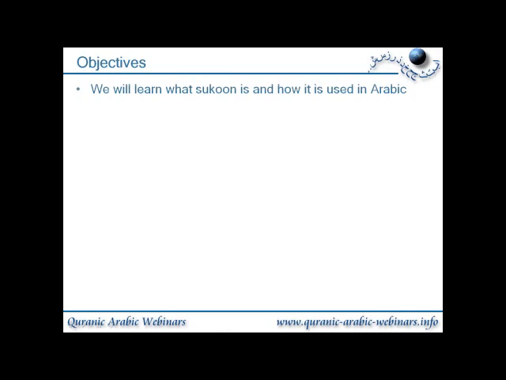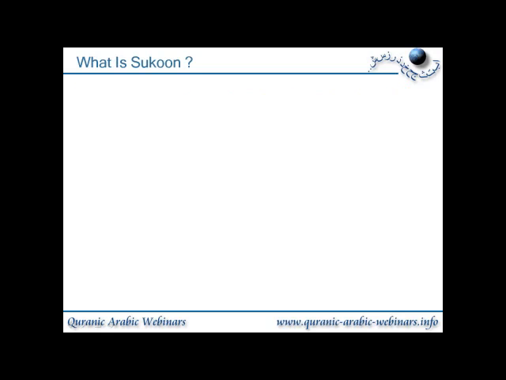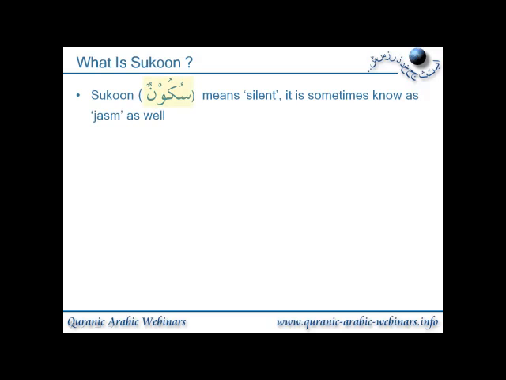Objectives. We will learn what sukoon is and how it is used in Arabic. So what is sukoon? Sukoon, here we see the word actually written in Arabic, means silent. It is sometimes known as jazm as well, so it's called sukoon.